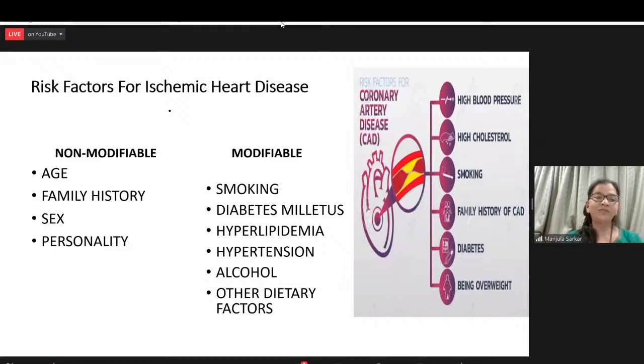As Madam Sanjeevani said, non-modifiable risk factors we can't do anything about. Age, family history, sex, personality: these already exist. But modifiable ones can be changed. So what are the risk factors which can be modified? They are comorbidities like high blood pressure, high cholesterol, ischemia, diabetes, or obesity too. Smoking, alcohol, and dietary pattern, all these can be changed.